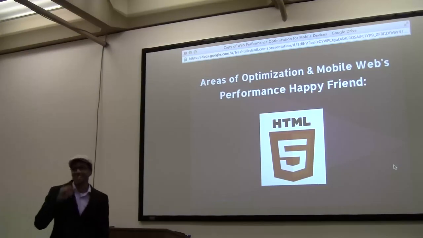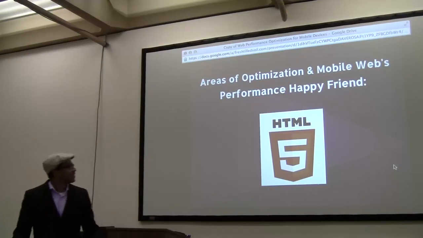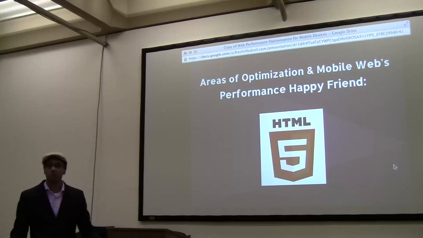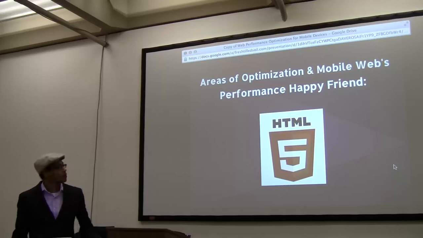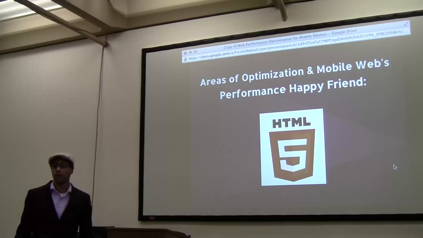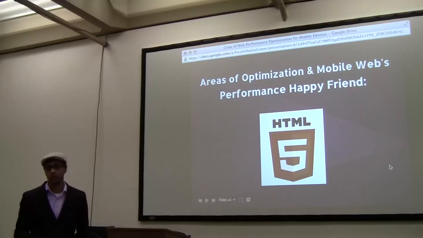Alrighty. Now the fun part. Areas of optimization. Mobile web's best friend is HTML5. HTML5, I believe, will revolutionize how web pages are delivered. A lot of the features that you had to program in JavaScript are now taken care of for you with HTML5 and CSS3. And so the more you use these, the faster your web pages will be, the smaller they'll be, and also the smoother the experience will be for the users.